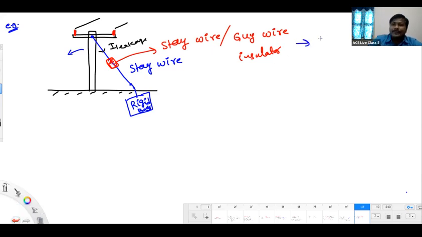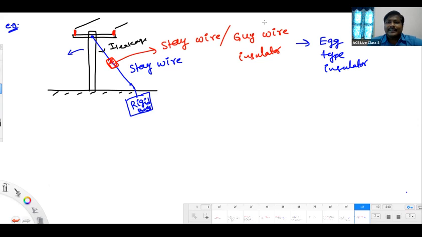Egg type insulator. You can also say support wire. Generally they will keep the insulator on the stay wire; you will definitely see the wire along with the insulator.